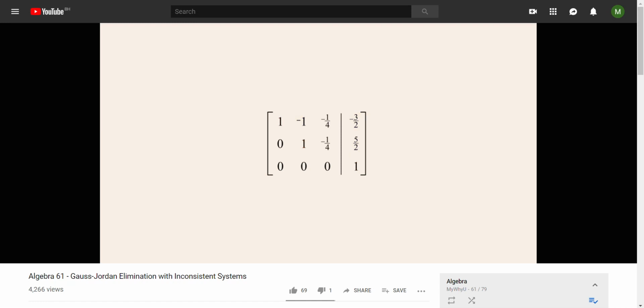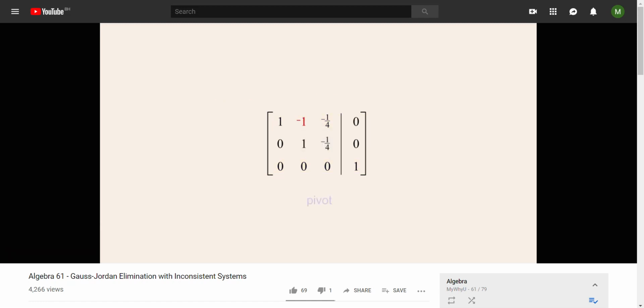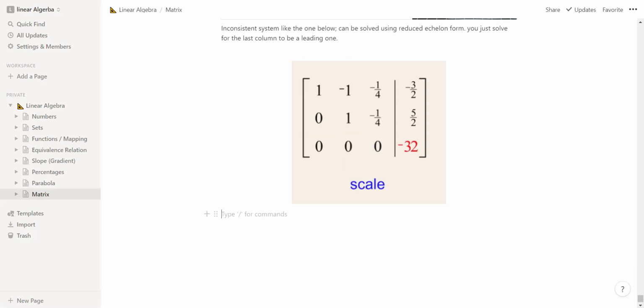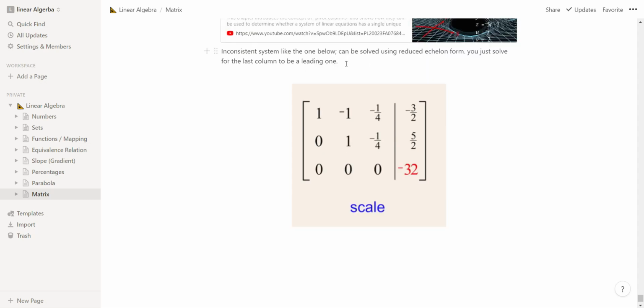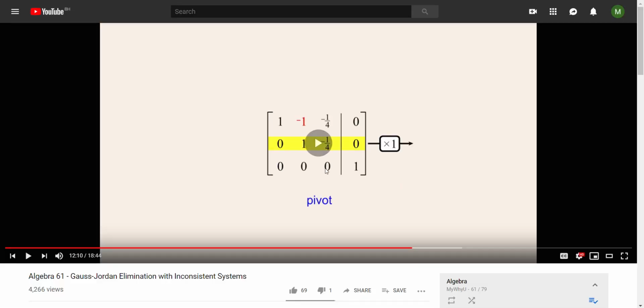We therefore must zero the entries above the leading entry of row 3 and row 2. We start by zeroing the entry above the leading entry of row 3, using a pivot to add negative 5/2 times row 3 to row 2, then zero the entry above the leading entry of row 2, using a pivot to add row 2 to row 1.